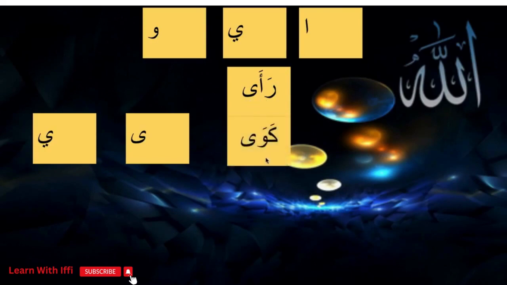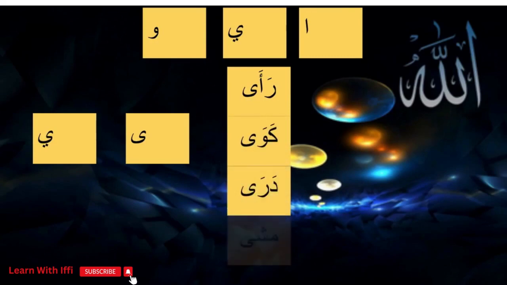Then we have kawa, dara, masha. These are the verbs. Ra'a means he saw, kawa means he ironed, dara means he knows, masha means he walked. But these are all ending with alif maksura, which is originally ya. So when we start to conjugate this type of verb, it has its own set of rules, because this alif maksura is not a letter, it is a sound.